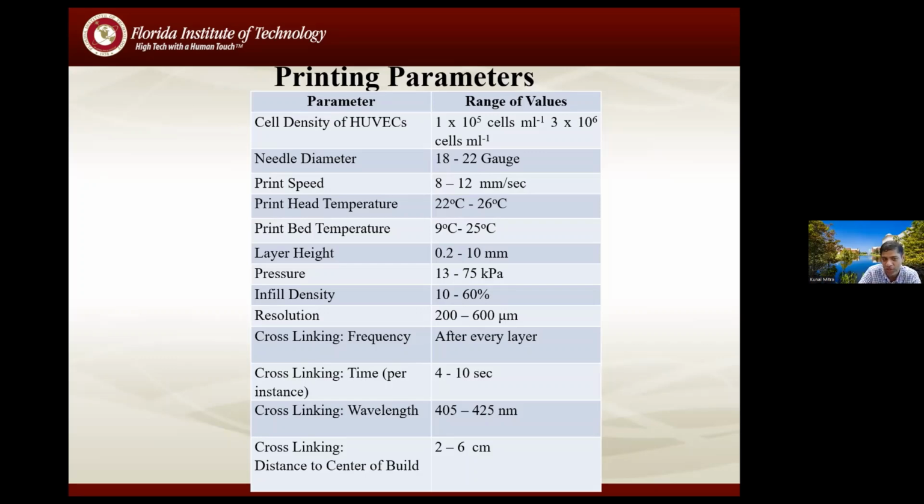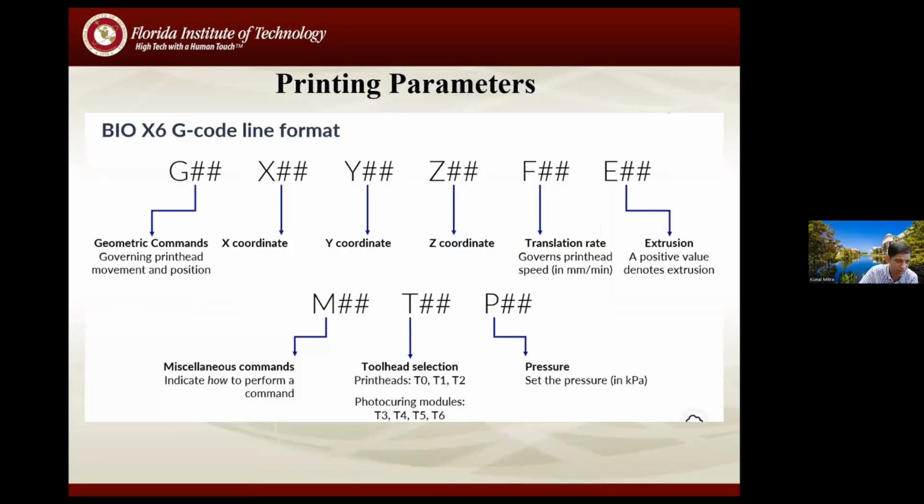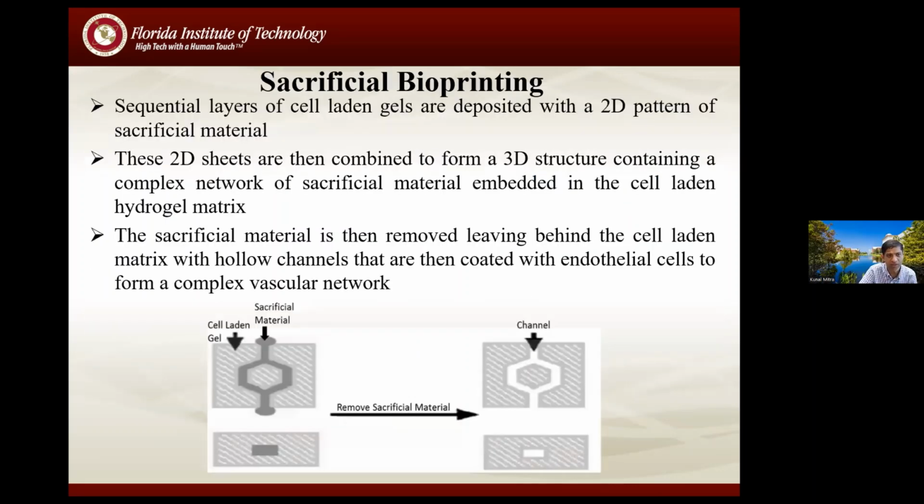Again, we're doing cross-linking after each layer, and how long is another optimization process. The wavelength is UV, but again, there is some flexibility in the range, and the cross-linking distance to the center of the build. So these are just a snapshot of some parameters. There are many more parameters involved in a printing process. So you have a G code, and it gives you all the translation rates, extrusion, and the 6 heads, whatever the printing software entails.